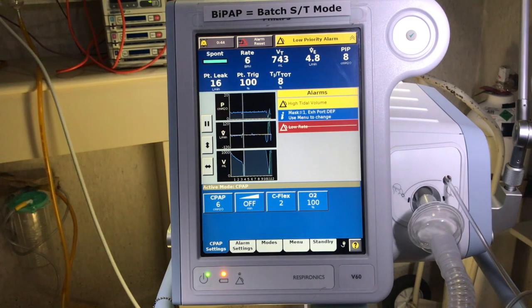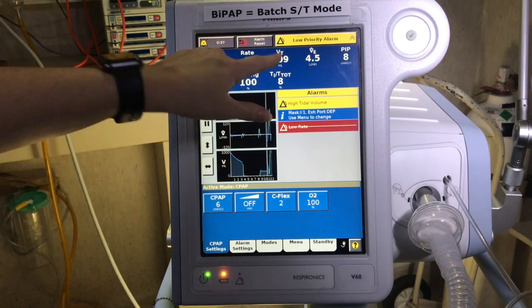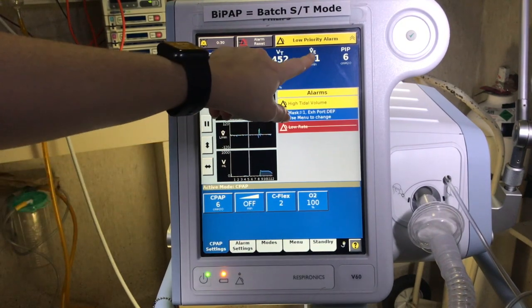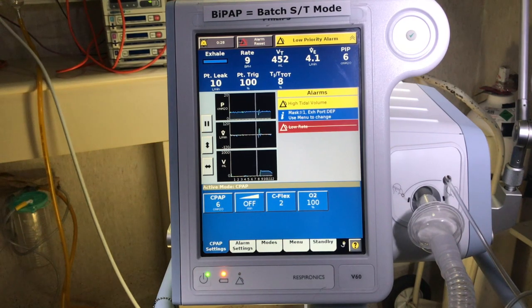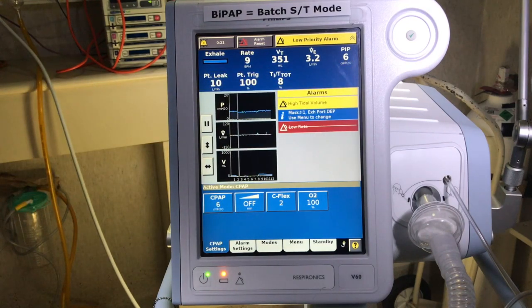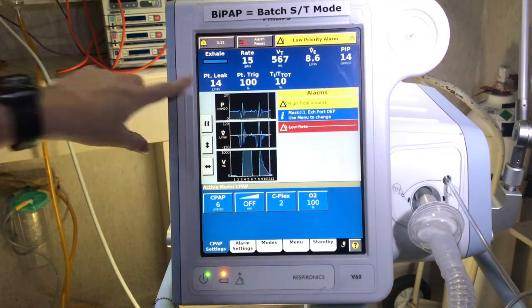The next data button there is the rate. That's how many breaths the patient's taking per minute, very simple. VT is your tidal volume, so that's the volume being delivered with each breath. And then this one is your expiratory volume per minute, so that's how many litres per minute the patient's expiring. PIP here is the peak inspiratory pressure, so that's what the machine detects at the peak of inspiration as the maximum pressure pushed back.